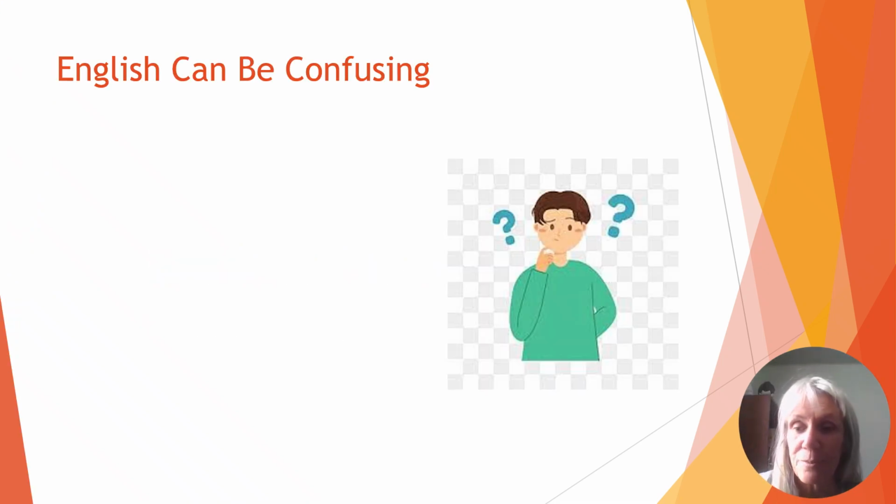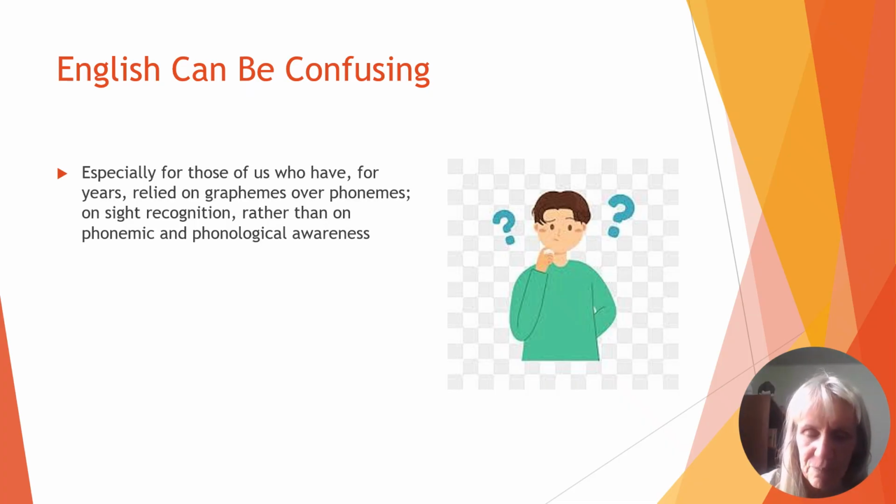I think you may have noticed by now that English can be confusing. And there's many reasons why this language can have a tendency to confuse us with its many phonemes. It's especially confusing for those of us who have for years relied on graphemes over phonemes, who have learned, say, to read English by sight recognition rather than phonemic awareness or phonological awareness.